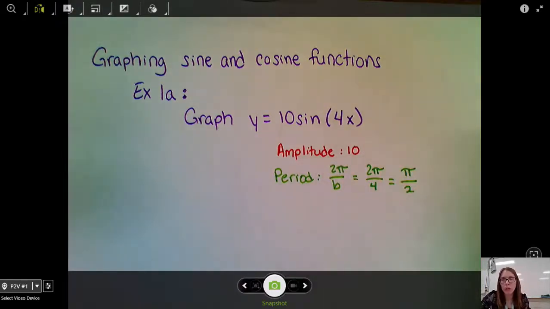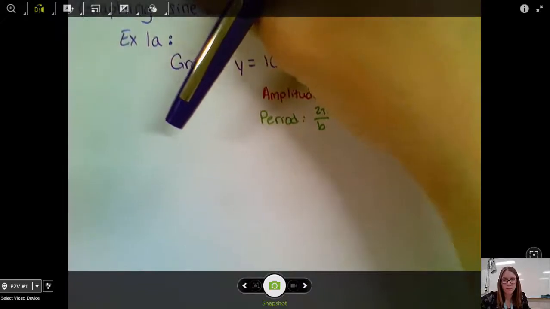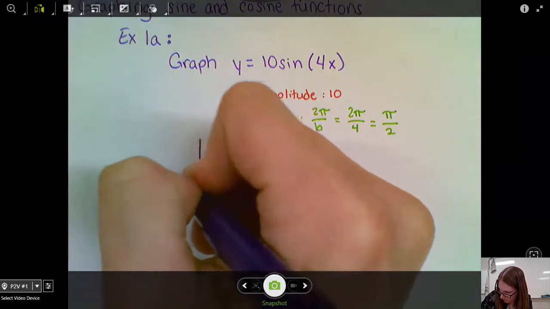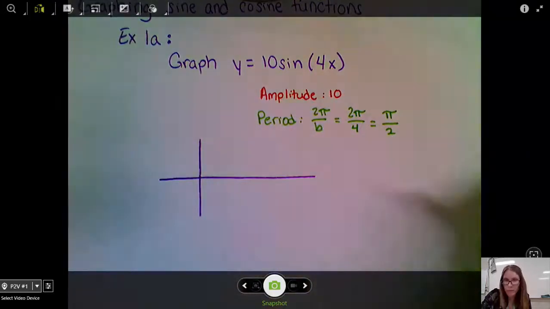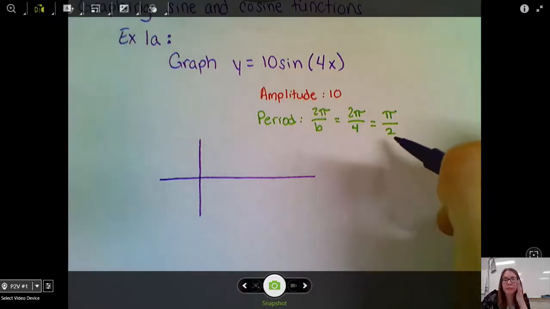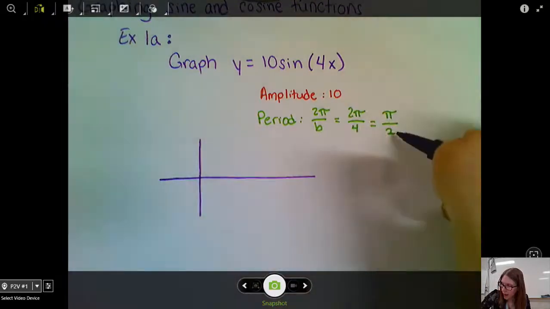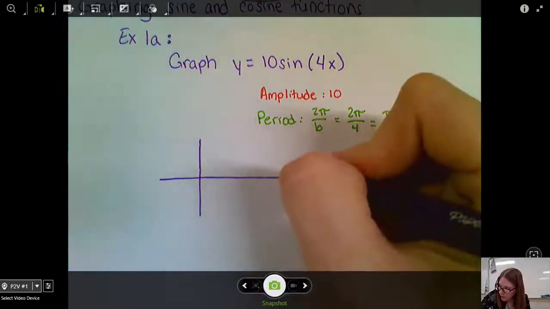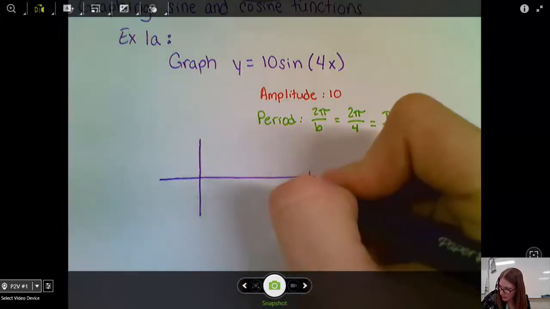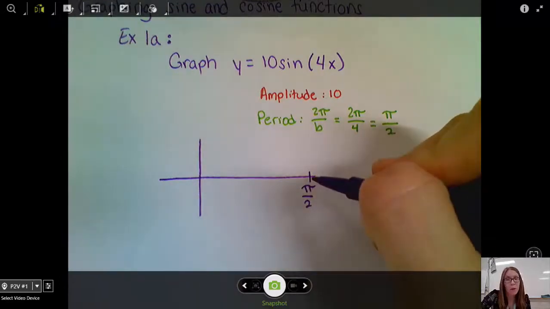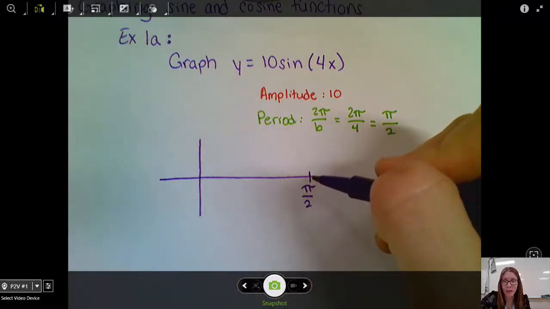So when I go to graph, this is what I'm going to start off with. I'm going to start off with my x and my y axis. And I know that period is pi over 2. So that's how long it takes our graph to start repeating. I'm going to plot that point pi over 2 out a little ways on the x-axis. This point over here is pi over 2. And by the time I get here, we've repeated a full cycle. We've completed a full cycle.